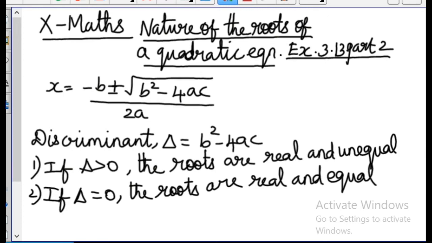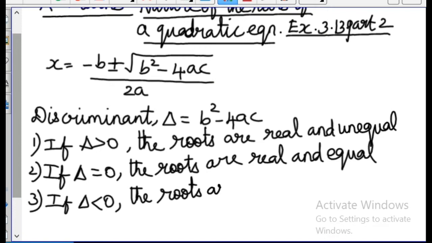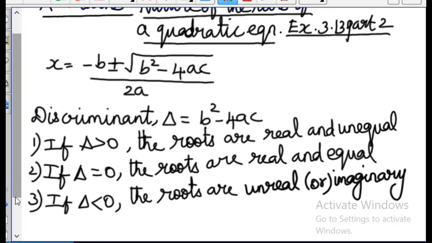So delta is either positive, negative, or equal to 0. If delta is less than 0, the roots are unreal, or we can use another word, imaginary. The third condition you will study elaborately in the 11th standard. So we are taking only the discriminant for finding the nature of the roots.